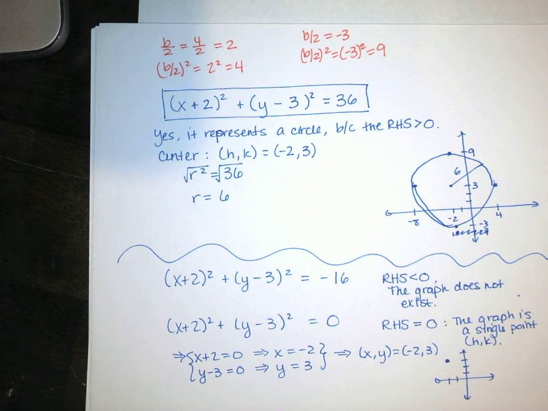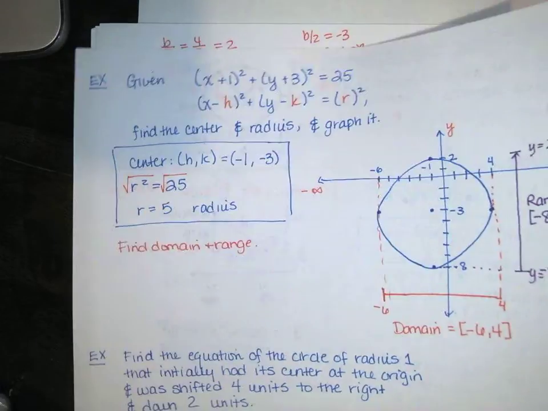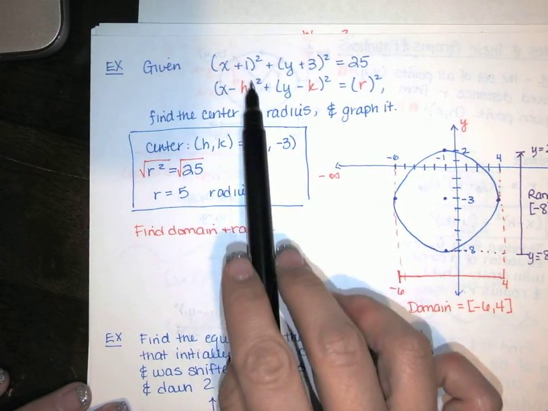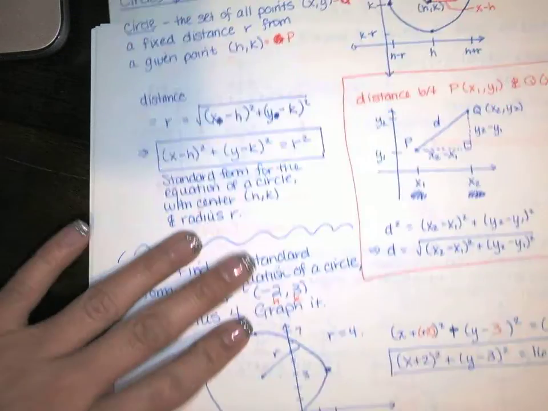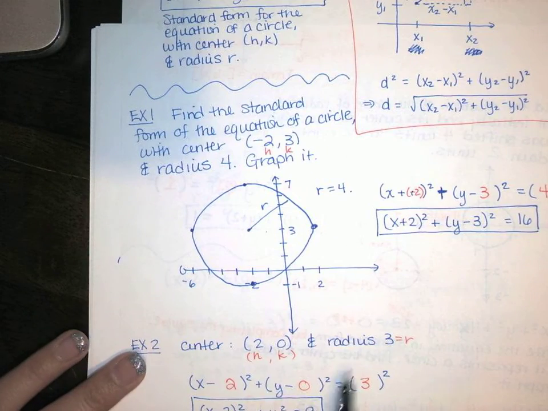Okay, so that's how we graph circles. It's how we graph circles and how we write them in standard form, and how we find the center and radius given a circle in standard form, and how we write the standard form given a center and radius.